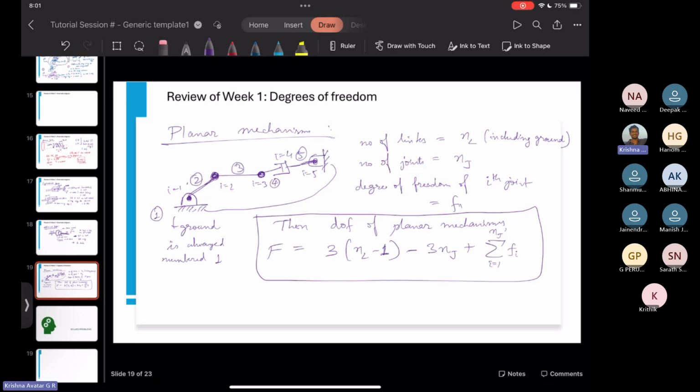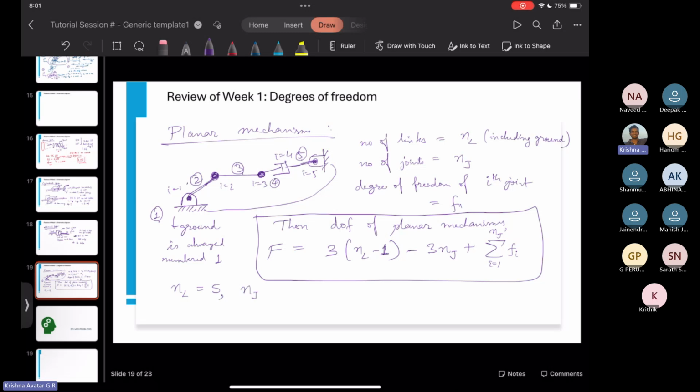So this is the thing. And for this case, let's determine the value. Here, the number of links: this is the first link, second link, third link, fourth, fifth. So we have 5 links.